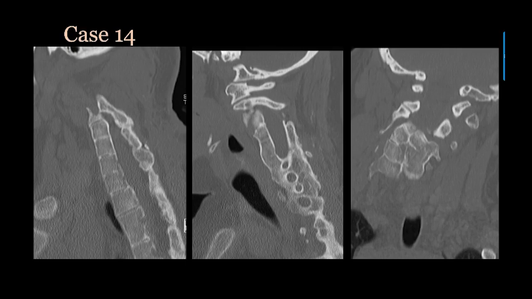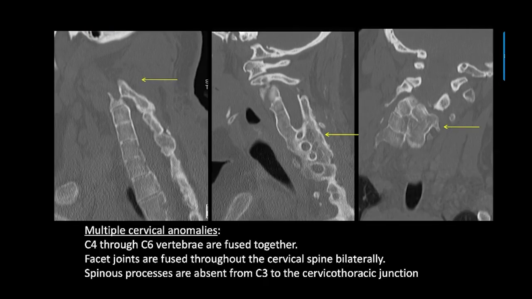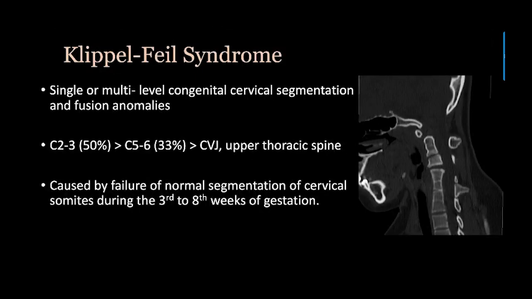Case 14 and the last case. As you notice, there is abnormality and multi-level fusion in the visualized portions of this curved cervical spine. We have multiple anomalies from C4 through C6. Vertebrae are fused together. The facet joints are fused throughout the cervical spine on both sides. And spinous processes are absent from C3 down to the cervicothoracic junction. The combination of these findings is suggestive of Klippel-Feil Syndrome.